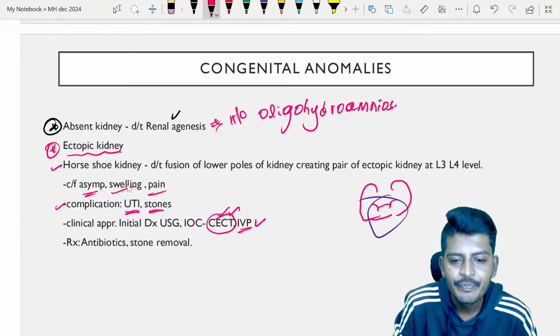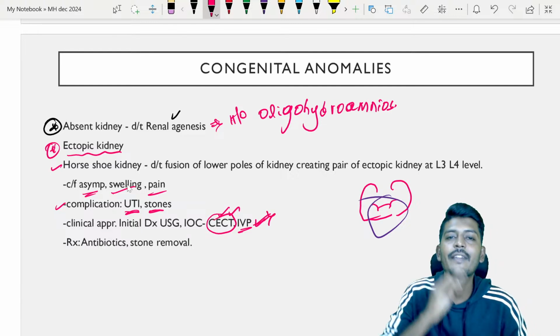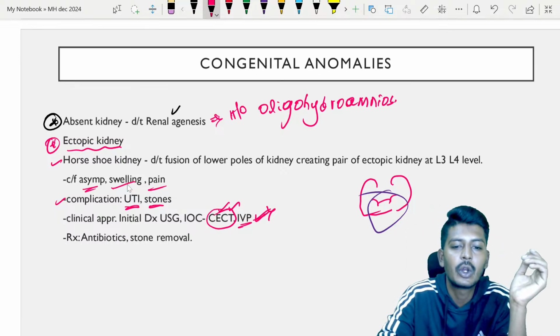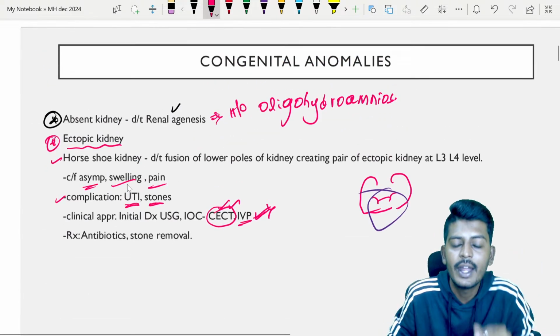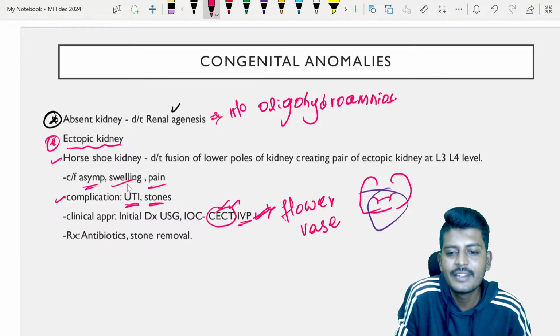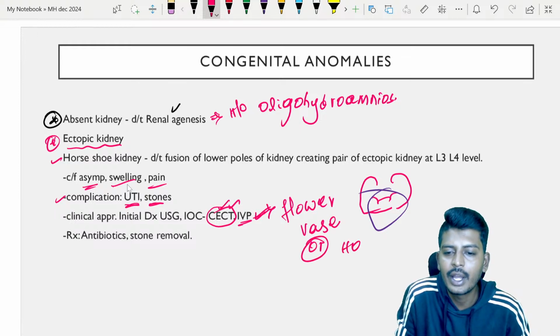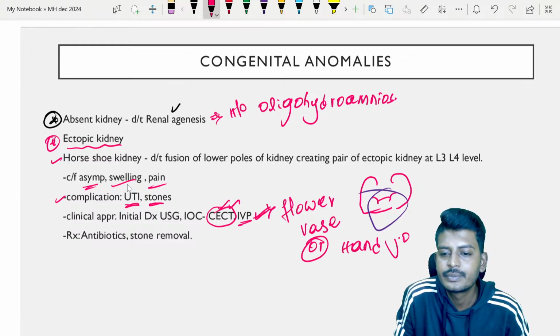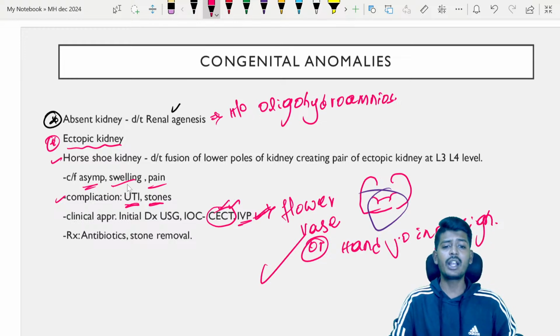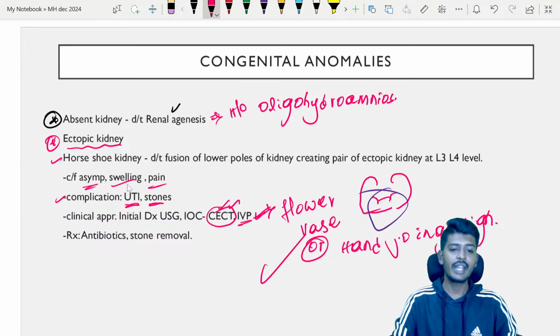If you do an IVP, intravenous pyelography, there is a characteristic appearance. Since both renal pelvises are coming closer, it gives an appearance called the flower vase appearance, also called the hand joining sign. This is a very important direct question, asked many times: what is the appearance of horseshoe kidney in IVP? The flower vase appearance.